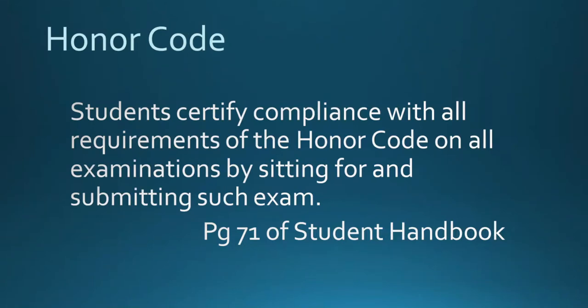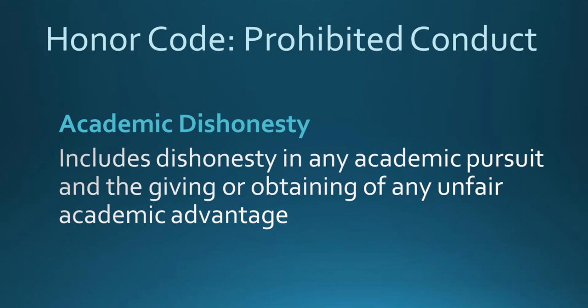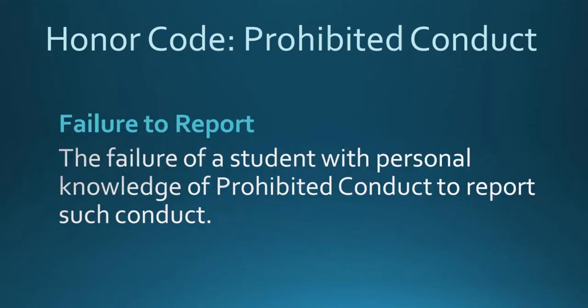Also, review the honor code in the student handbook. It's very important to review this honor code, as you are complying with the honor code before you take an exam. You are agreeing to the honor code, so it's very important for you to review what you're complying to. Academic dishonesty includes dishonesty in any academic pursuit and the giving or obtaining of any unfair academic advantage, and failure to report, the failure of a student with personal knowledge of prohibited conduct to report such conduct. Again, review that in the honor code.